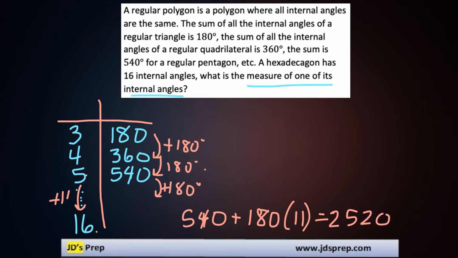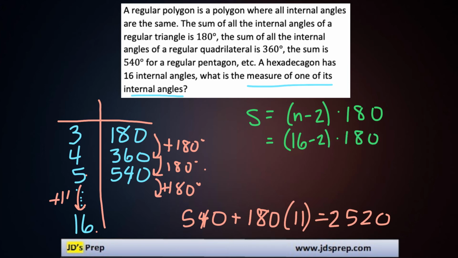2,520. And by the way, another way we could have figured this out is, there is a formula for the sum of the interior angles of a polygon. And you might have that memorized, you might not, but the sum is n minus 2 multiplied by 180, n representing the number of sides. And you would notice in this case, if we did 16 minus 2 multiplied by 180, you do in fact get the same answer, 2,520. So a couple different ways here to get to that answer.